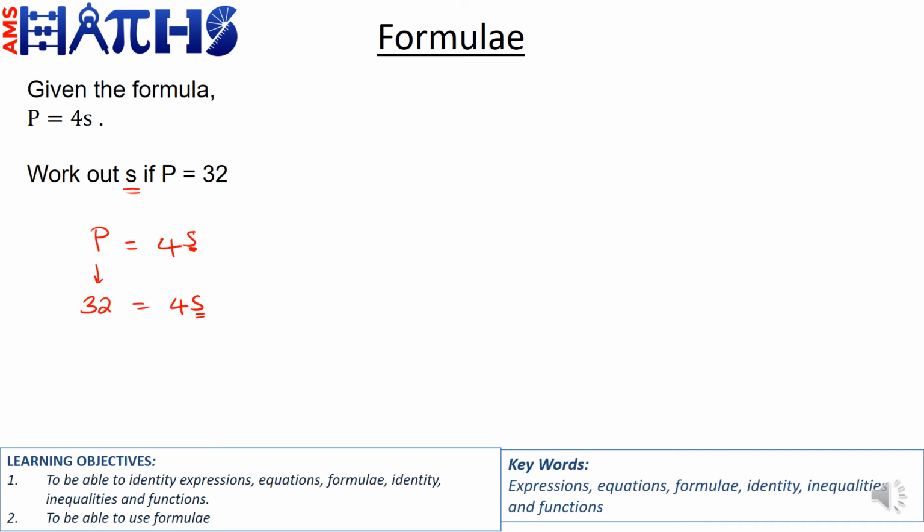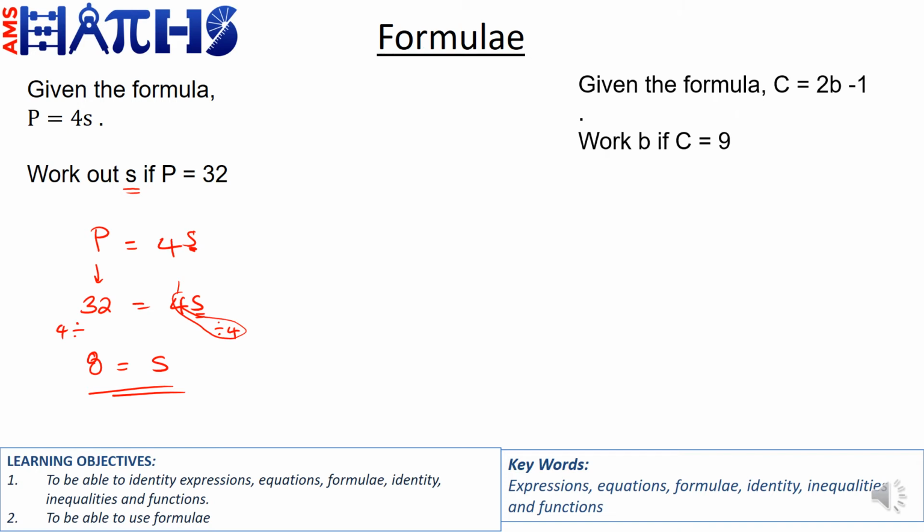Now 4 is being multiplied by S, so therefore we need to find out what number we will multiply by 4 to get 32. And with our solving equation method, all we need to do is divide by 4 on both sides. And so 32 divided by 4 is 8. And 4 divided by 4 is 1. So we have 1S. So therefore the value of S when P is 32 is 8.